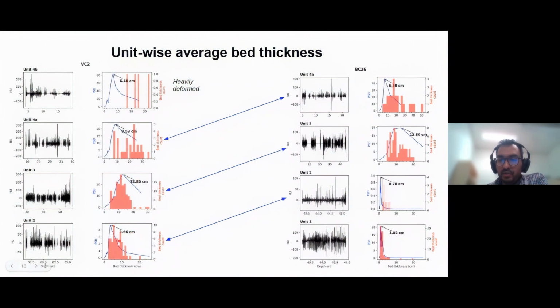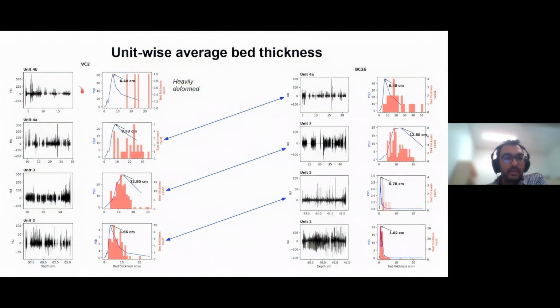For example, for Unit 2 in VC2, and for Unit 1 in VC16. However, there are some mismatches. Those may be related to the shorter data we have. Like in this case, for Unit 2 for VC16, we have only about 1.5 meters depth to compute the power spectral density. But in this case, we have about 8 or 9 meters depth variation of HU to compute the power spectral density.